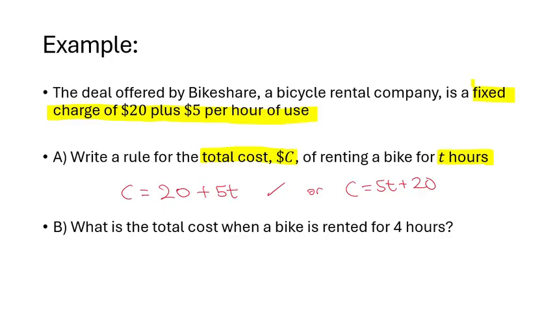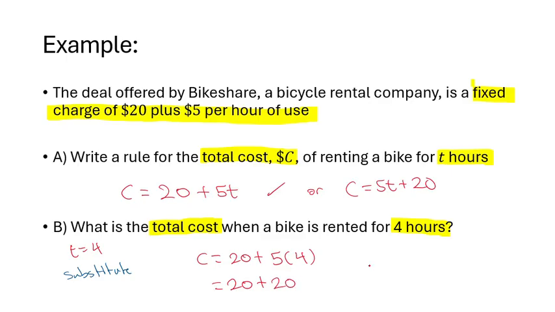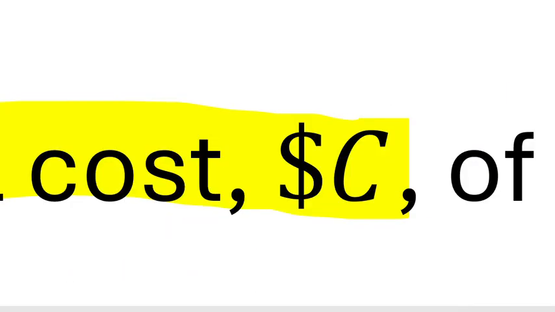Then part B says, what is the total cost when the bike is rented for 4 hours? So that means T equals 4. You're going to substitute T equals 4 into the formula. This will make it 20 plus 5 bracket 4. Now just remember when we write this, this means 5 times 4 here. And 5 times 4 is 20, and that equals $40.